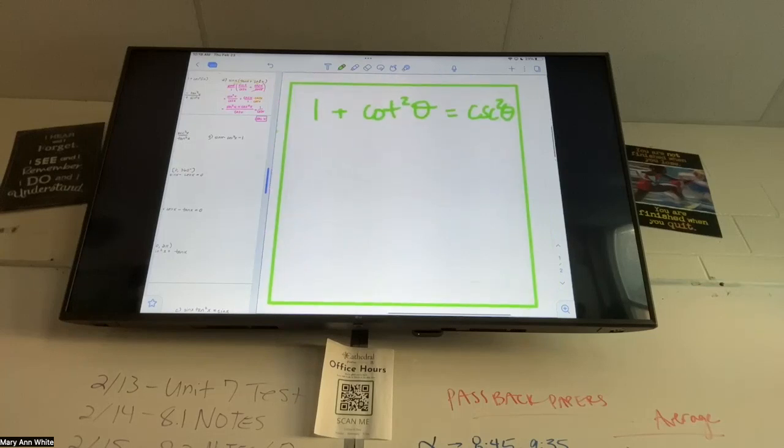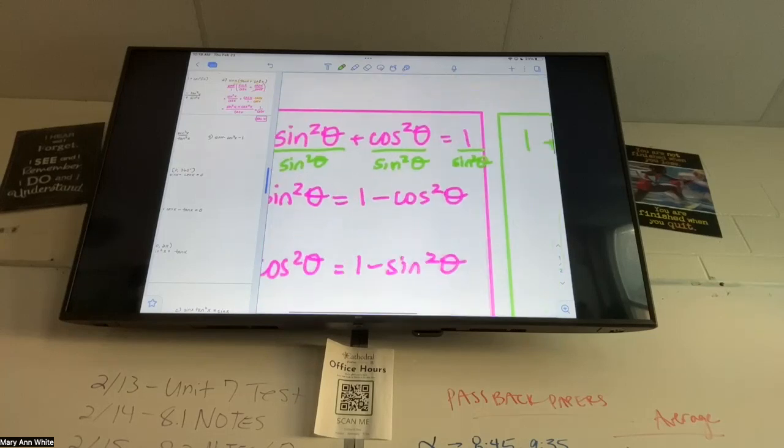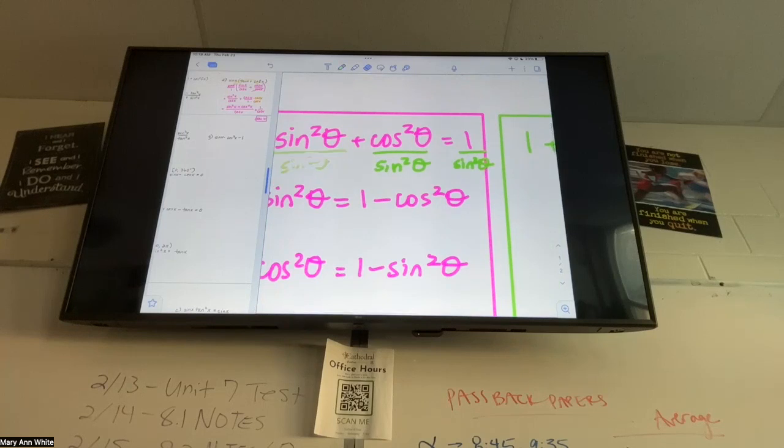So this is my base for my new one. I'm going to erase these little dividing lines. This was just how I proved it. I wanted to show you that I didn't just make this up. This is why it goes together.